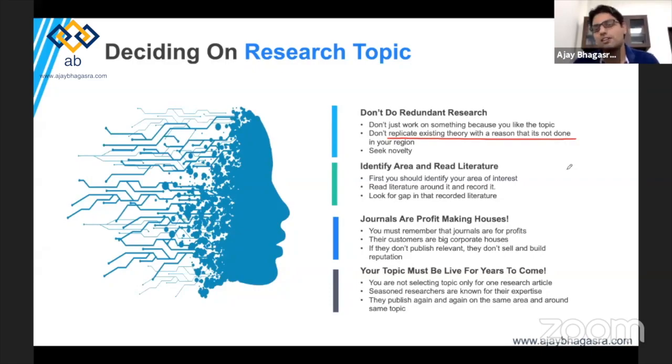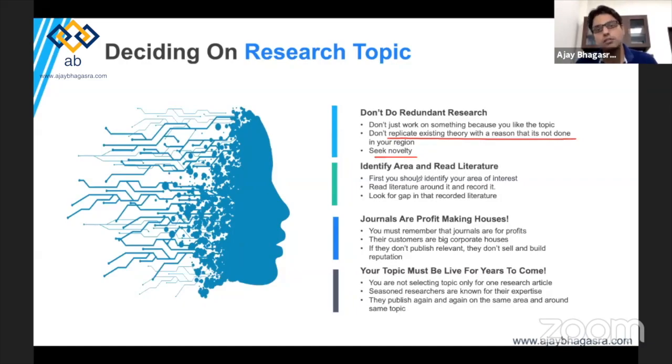This is a problem. Don't select a topic because you like the topic. Look at whether this topic is relevant in today's time or not. So you have to seek novelty. Seek novelty means you have to look for newness. You have to look at the contemporary times. Identify an area and read literature about it.